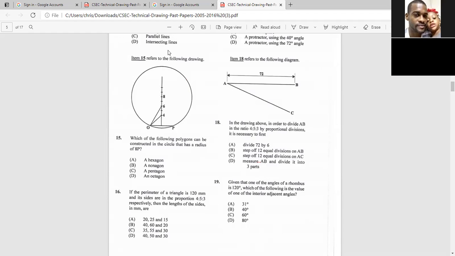And then we will mark 12 equal parts on this line. So 1, 2, 3, 4, 5, 6, up to 12. And then we'll mark off 4: 1, 2, 3, 4. Then we'll mark 5: 1, 2, 3, 4, 5. Then we'll use our set square to join here and draw parallel lines here and there. And that's how we would always divide this line into a ratio of 4, 5, and 3.